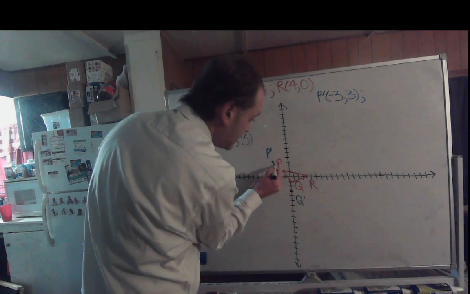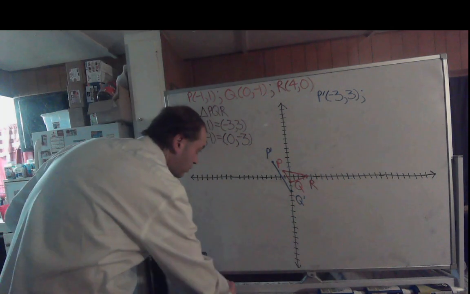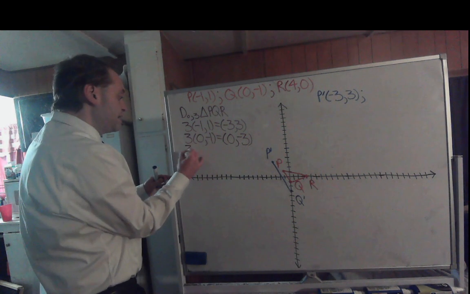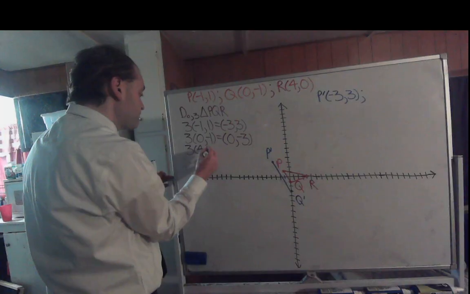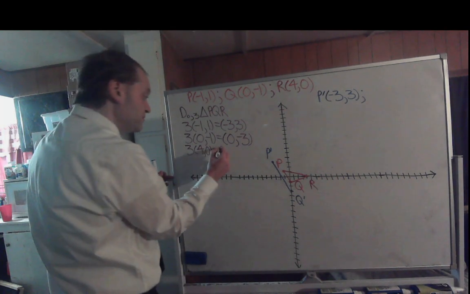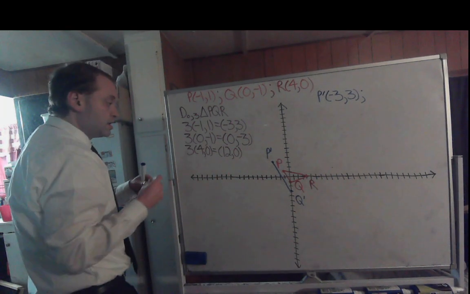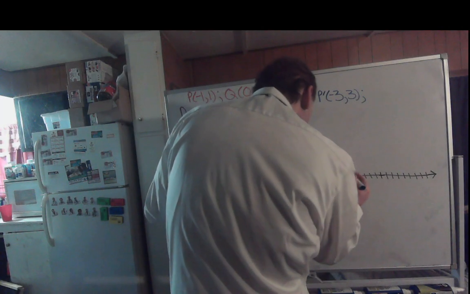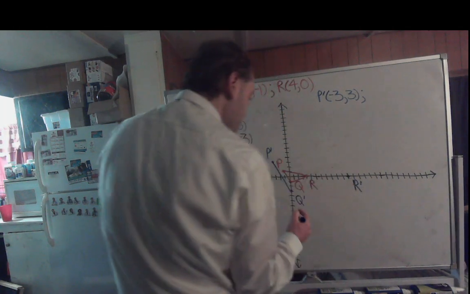In fact, I'll go ahead and start connecting these points. And then, of course, I need to find R prime. So take 3 times my coordinates for R, which were (4, 0). Well, that would put me at (12, 0). So now let me plot (12, 0). There's my R prime at (12, 0).